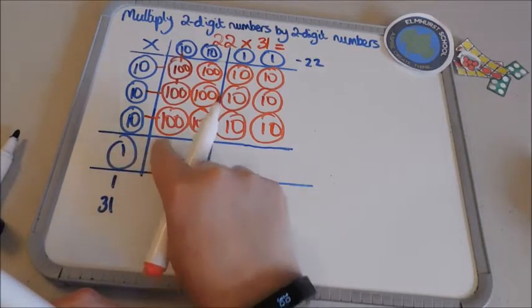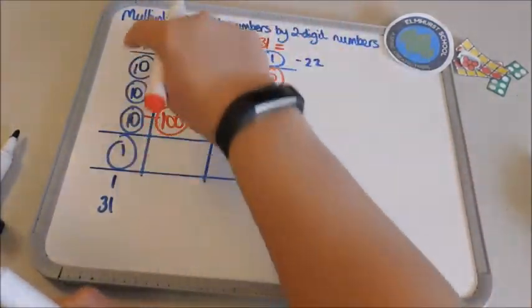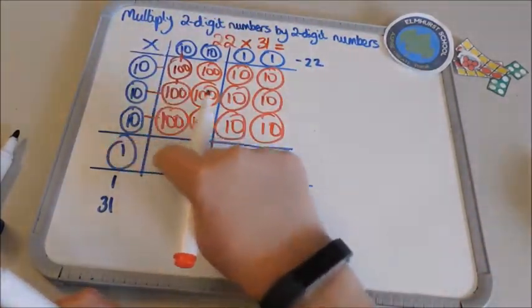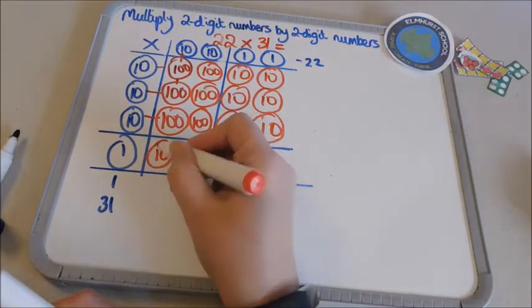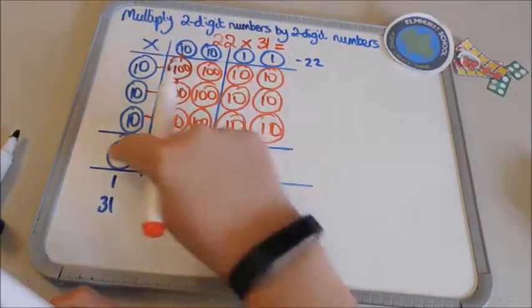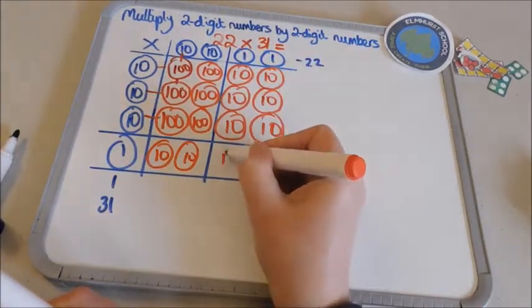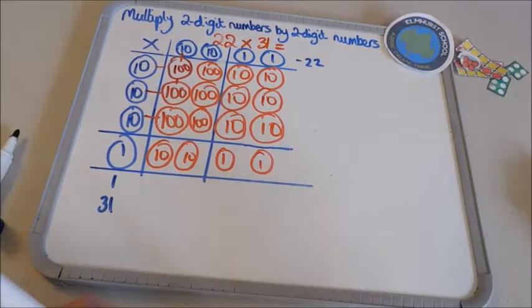Now I've got this one here. This is 1 multiplied by 10. I'm looking at the place value counters on the outer edges. 1 multiplied by that 10. 1 times 10 is 10. 1 times 10 is 10. 1 times 1 is 1, and 1 times 1 is 1.